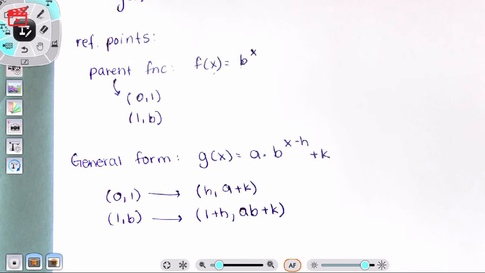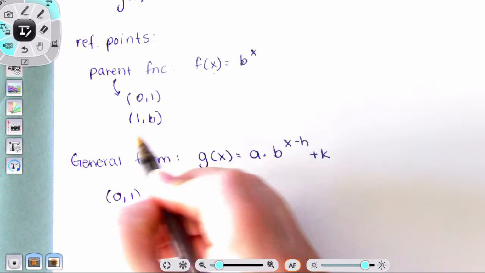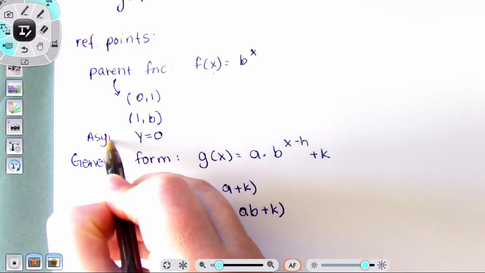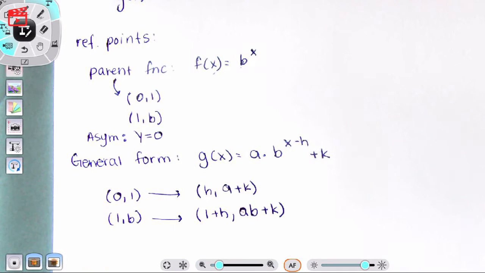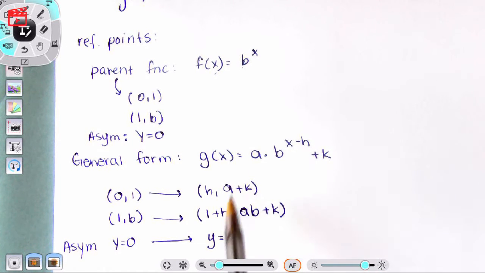Now, one thing I did not mention for the parent function is our asymptote. We do have an asymptote located at y equals 0. So let me write that down. Our asymptote is at y equals 0 for our parent function. Our asymptote for our general form changes to y equals k.